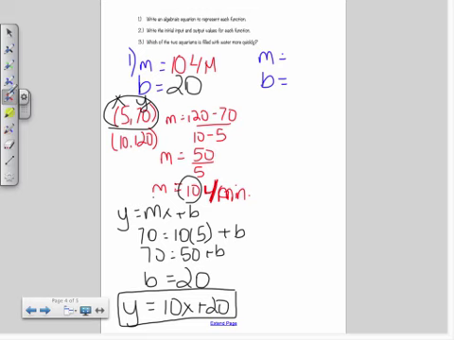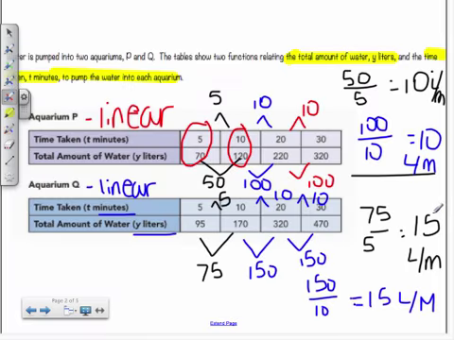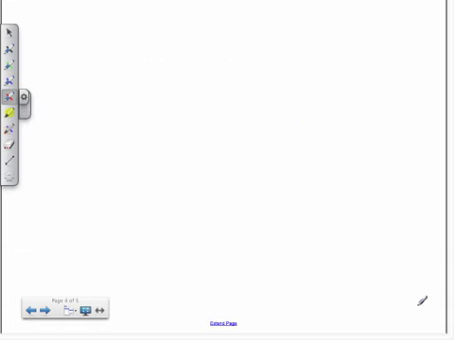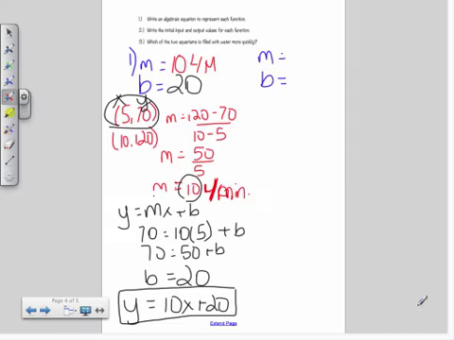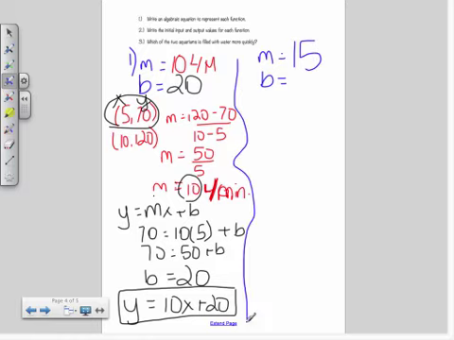Now for my other function, I'm just going to look back and see what my rate of change was. My rate of change was 15 liters per minute. So I don't have to do anything to figure out the slope. I already know that it's 15 liters per minute. So now all I'm going to do is use y equals mx plus b.